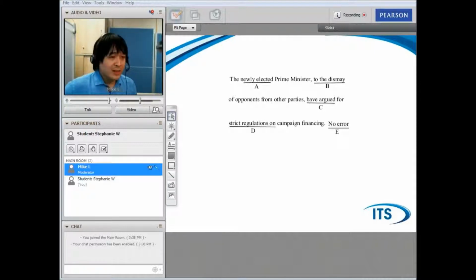"The newly elected Prime Minister, to the dismay of opponents from other parties, have argued for strict regulations on campaign financing." So the only verb in question is answer choice C, "have argued," and we just need to ask ourselves who or what have argued for strict regulations. And of course, it's the Prime Minister. The Prime Minister is singular. We would say "he has argued," not "he have argued." And so we know that C is incorrect.